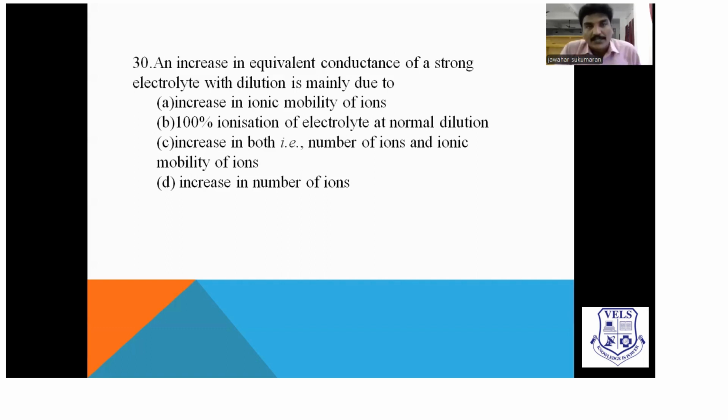This is the last question in this section. An increase in equivalent conductance of a strong electrolyte with dilution is mainly due to A. Increase in the ionic mobility of ions, B. 100% ionization of electrolyte at normal dilutions, C. Increase in both number of ions and ionic mobility of ions, D. Increase in number of ions. Answer is A. Increase in ionic mobility of ions. Okay.